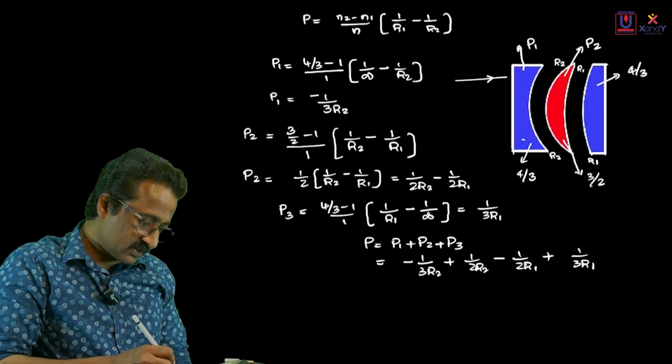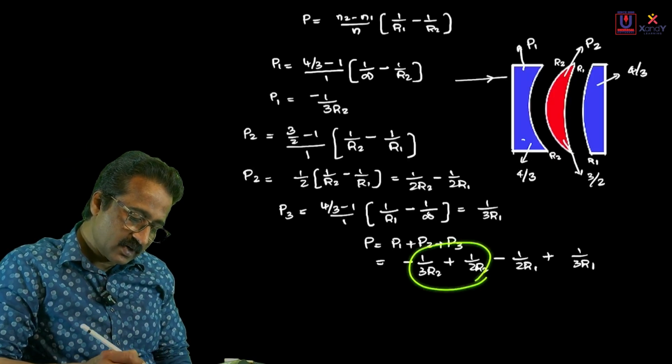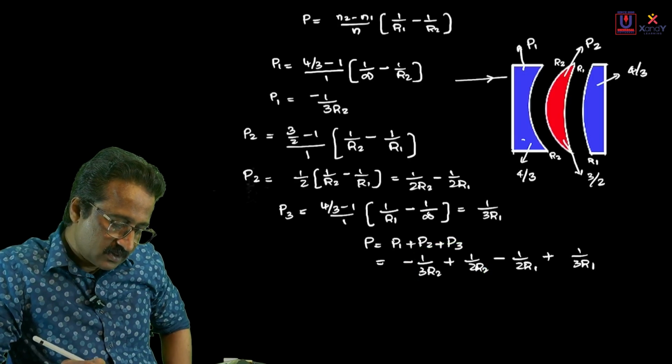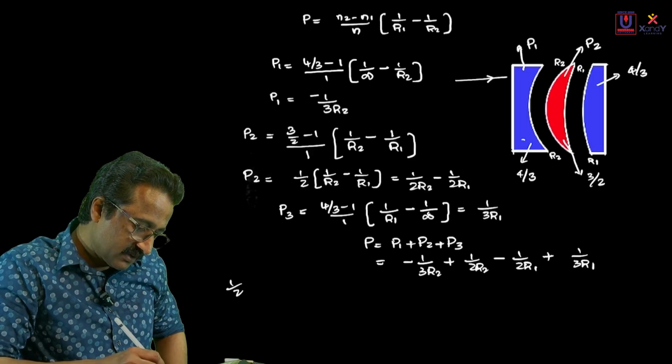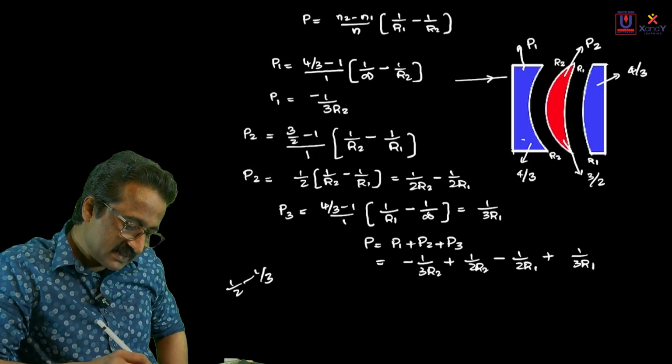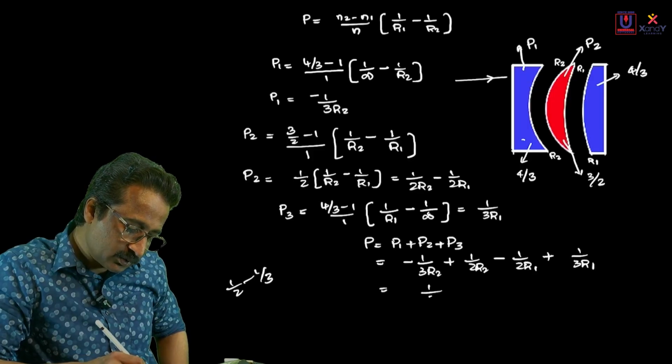Let's see what happens when these are added. 1 by 2 minus 1 by 3. 1 by 2 minus 1 by 3 is what? It is 3 minus 1, so it is 1 by 6. This is equal to 1 by 6 R2.